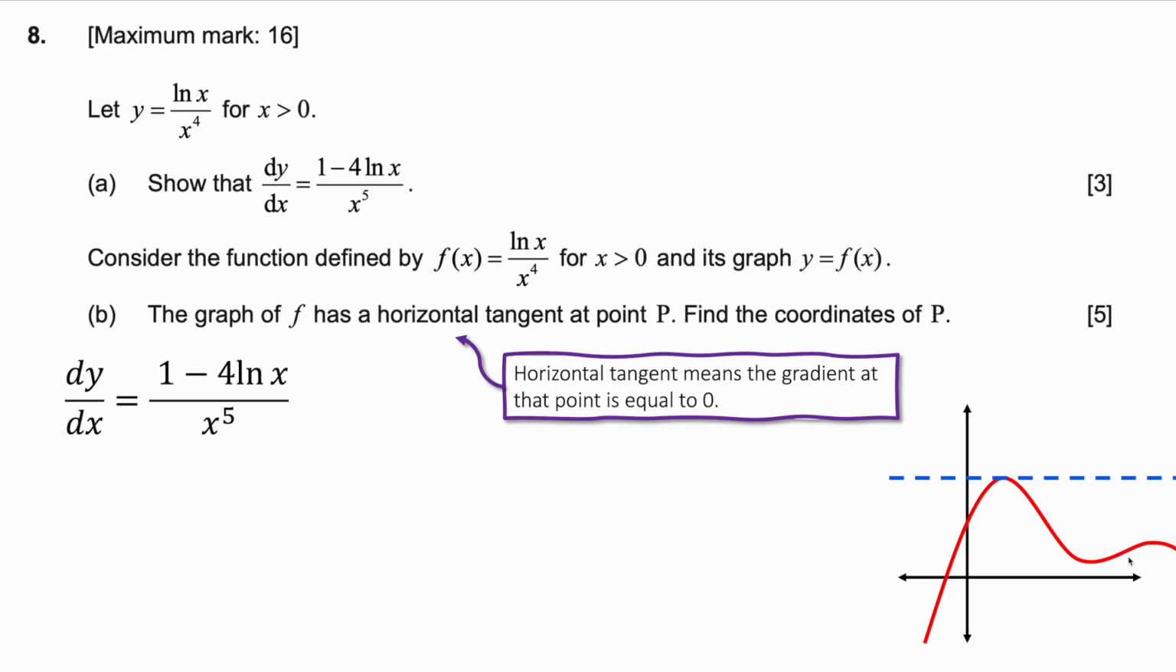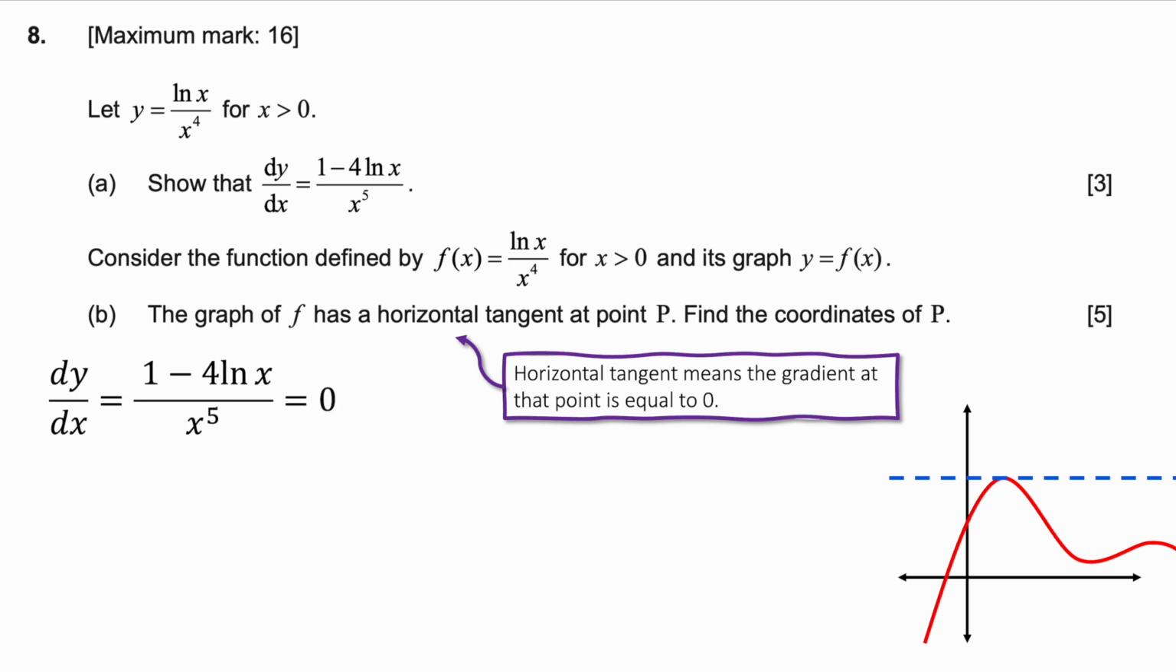And I've got a graph of a horizontal tangent here. The blue dotted line is a horizontal tangent. Horizontal means flat. So therefore the gradient of that tangent is 0, and therefore the gradient at that point of the graph is also 0. So horizontal tangent means at that point the gradient is equal to 0. So that's what we're going to do. We're going to make the gradient equal to 0.